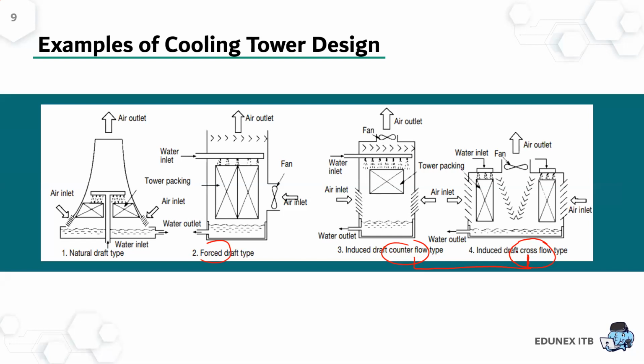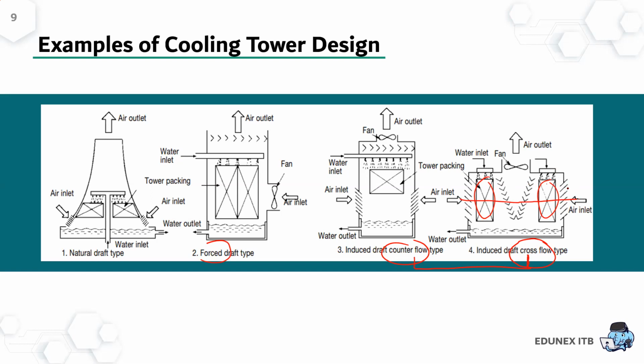There are two tower packings here in the cross flow. There are what? Sorry? Oh, there are two. This one, tower packing? Yes. Okay, and then why do we call it cross flow? The direction of airflow, sir. Okay, the direction of airflow. What is the direction? It's crossing. Okay, so it's crossing the water, you mean? Yes, sir. Okay, it's a good point.